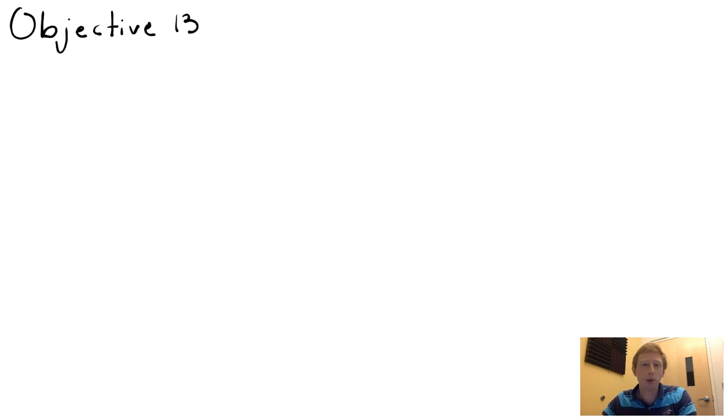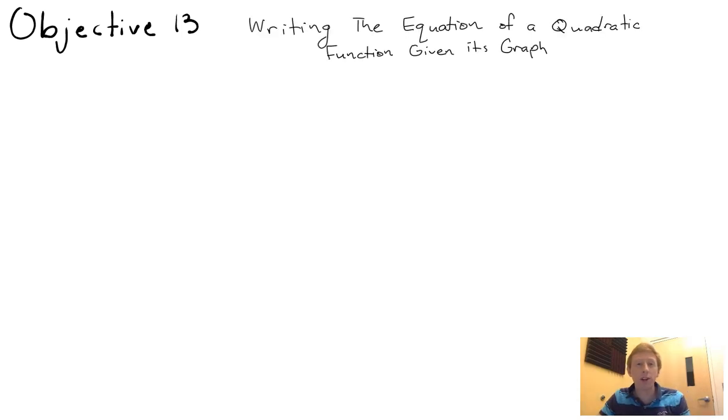The first topic we will review is writing the equation of a quadratic function given its graph. In this topic, you will be given a graph of a quadratic function with the vertex and one other point labeled. Using this given information, you will be asked to find the equation of the quadratic function.